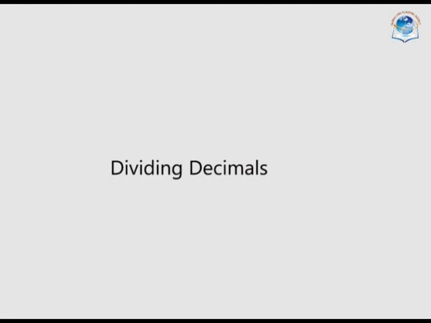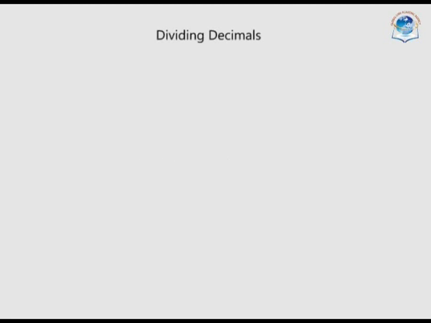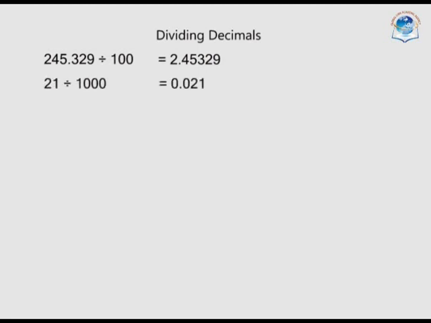Finally, dividing decimals. When a number is divided by a multiple of 10, the decimal point moves leftwards, by steps equivalent to the number of zeros in the divisor. For example, 245.329 divided by 100. The decimal moves 2 steps to the left, and so we have 2.45329. 21 divided by 1,000 will give us 0.021, and so on.